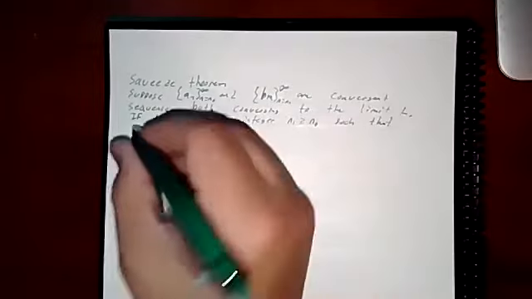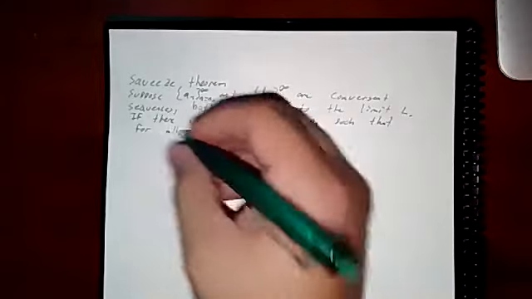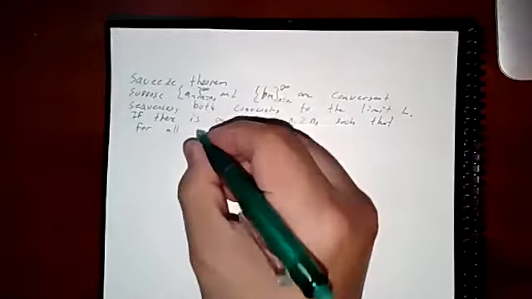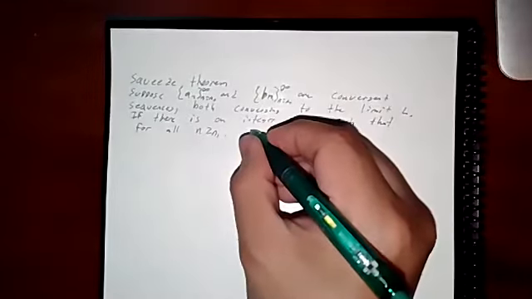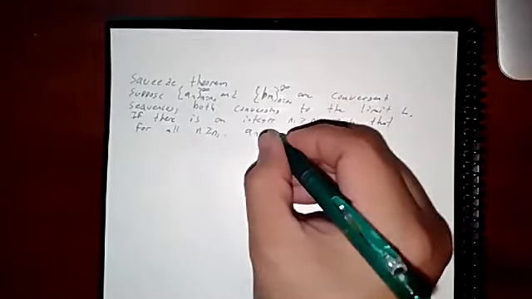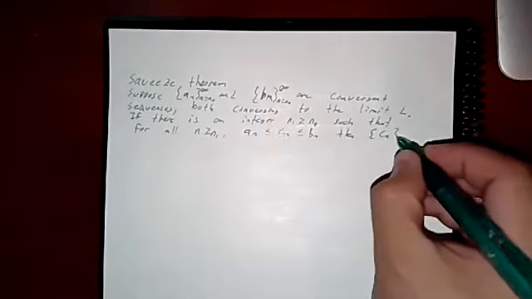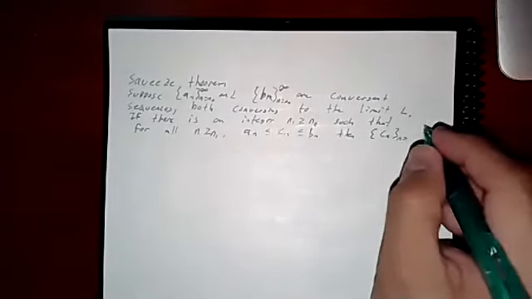Okay, if there is an integer n1 greater than n sub 0, such that for all n greater than or equal to n1, the following holds: a sub n is less than or equal to c sub n, which is less than or equal to b sub n, then that means that c sub n also converges to L.